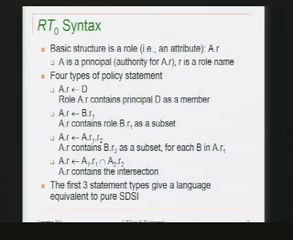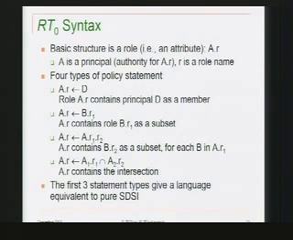The third form of statement says that A.R includes B.R2 for all B in A.R1. So B would be like the university in our previous example. And then the fourth statement says that A.R includes anybody that's in both A1.R1 and A2.R2. So that's basically a form of conjunction.